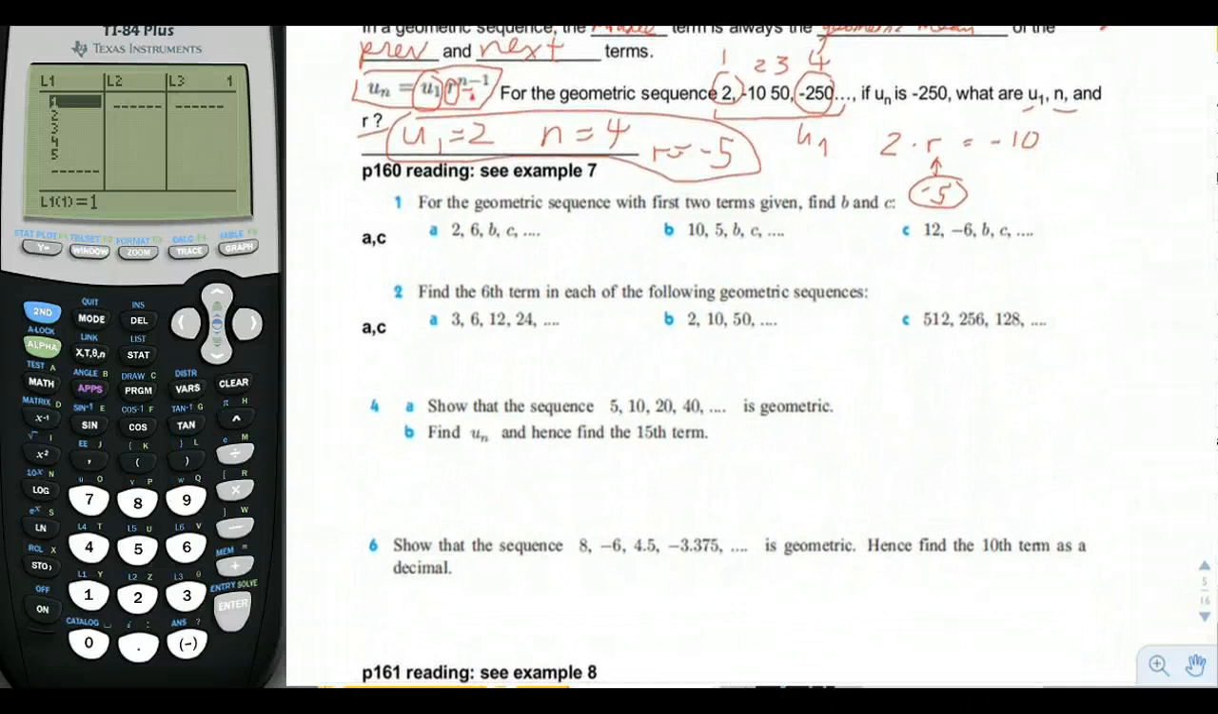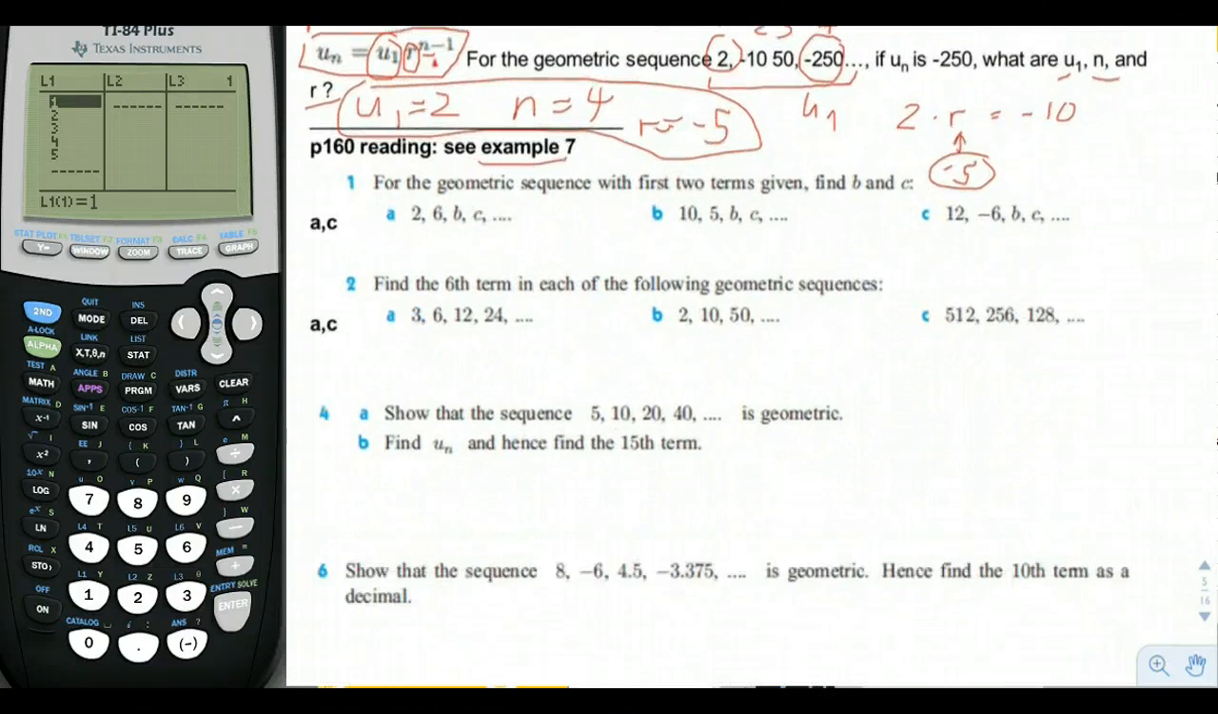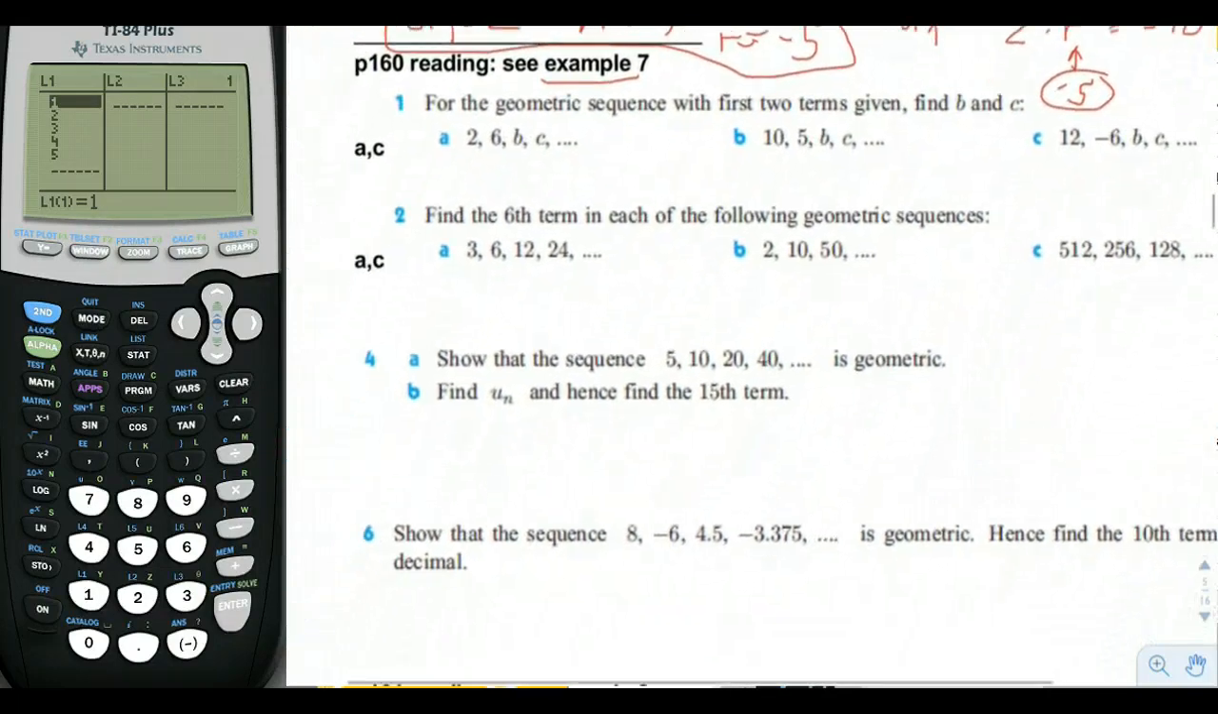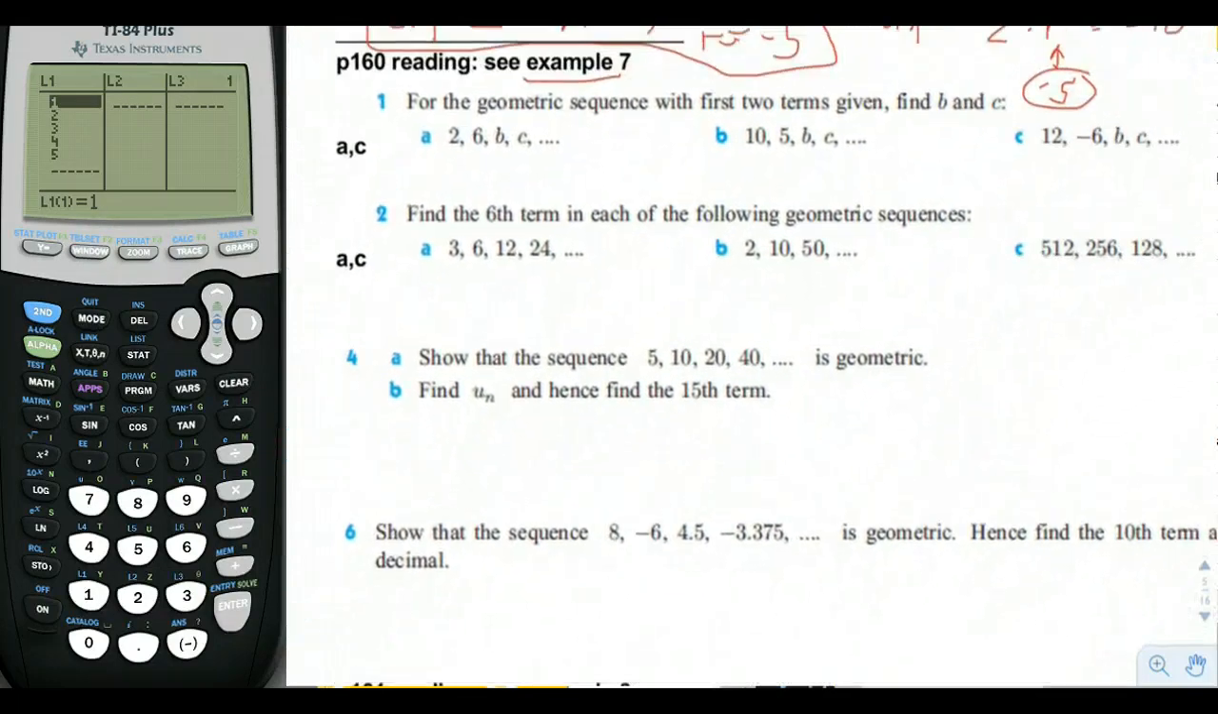Okay, next part. Check out example 7 in the book. For the geometric sequence with the first two terms given, find b and c. Okay, so remember, in a geometric sequence, we're always multiplying by the same thing. We're going to do a and c here. So to get 6, we would multiply times 3, right? And then we take 6 and multiply by 3, and we'll get the next term, which would be 18. So b would be 18.